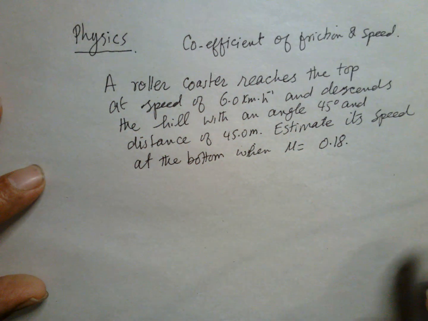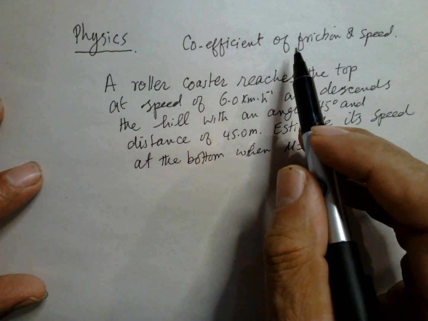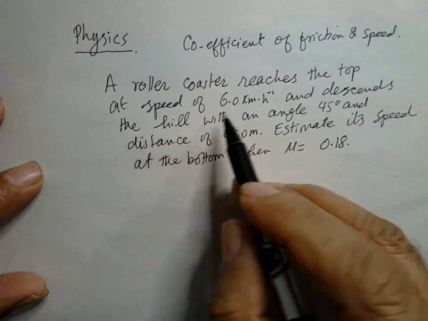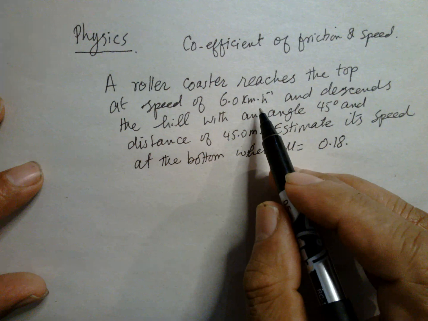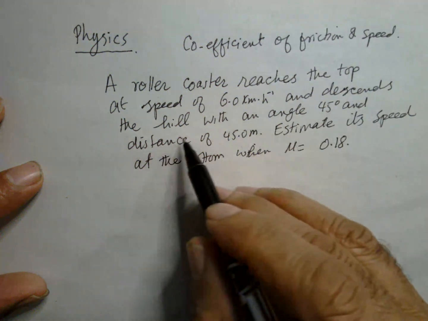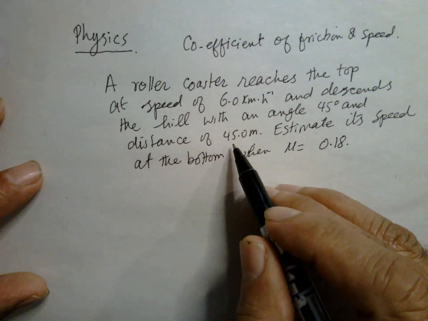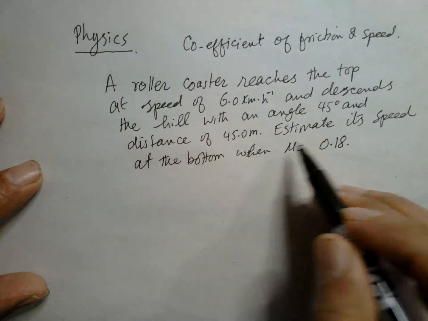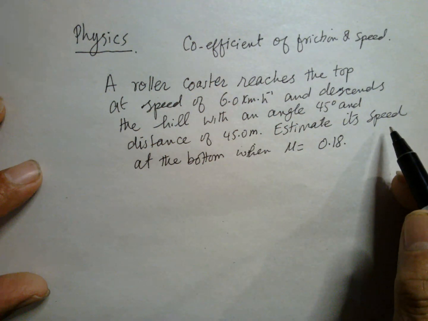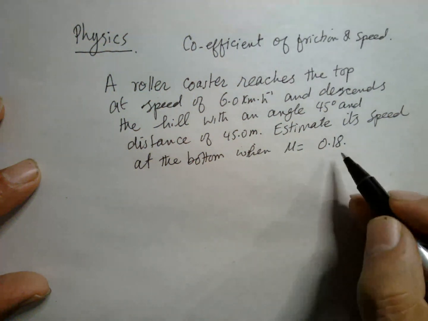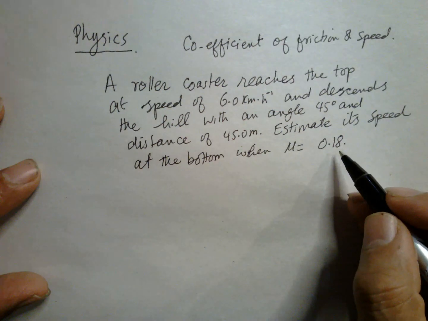Hello, physics problem: coefficient of friction and speed. A roller coaster reaches the top at a speed of 6.0 km per hour and descends the hill at an angle of 45 degrees over a distance of 45 meters. Estimate its final speed at the bottom when the coefficient of friction is 0.18.